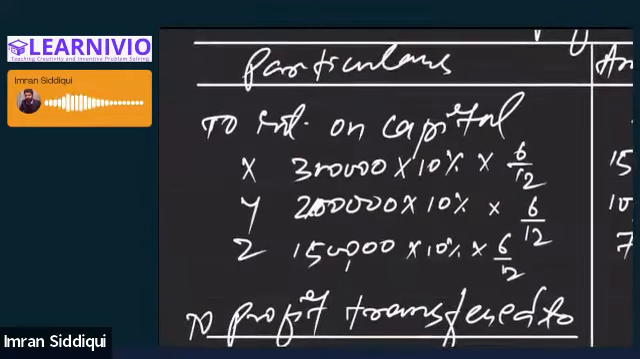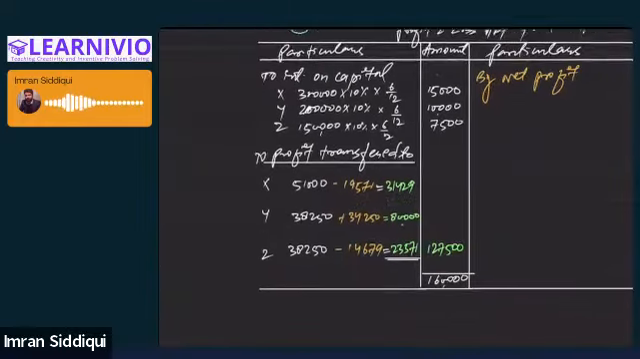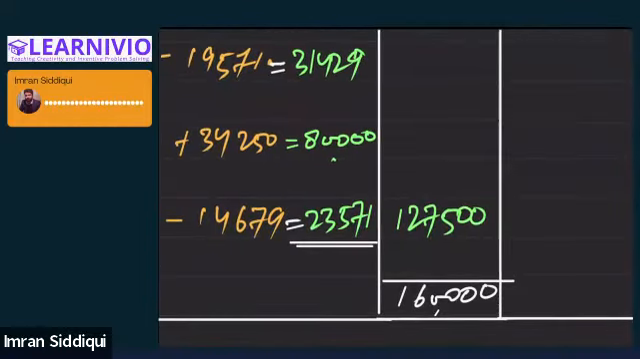Interest on capital will be on 3 lakh at 10% into 6 by 12, for 6 months only. And similarly, interest is to be calculated for all other partners in the same manner. After subtracting it, the remaining amount will be 1,27,500.